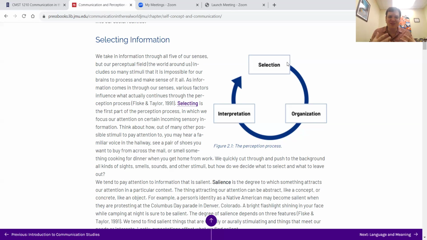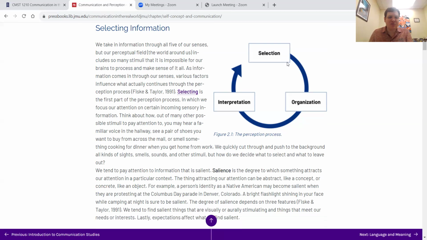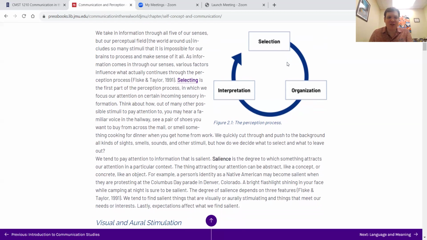We use all five senses to take in information. So it's not just the words we hear. It could be something we smell, something we taste, or something we see, like the clothes someone's wearing, which can help us interpret a message or impact how we interpret it. So this is the first part of the process. What's relevant? Is this relevant information that's going to impact how we see everything else going on around it?